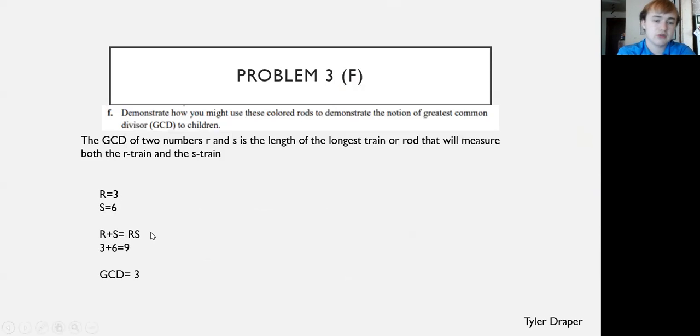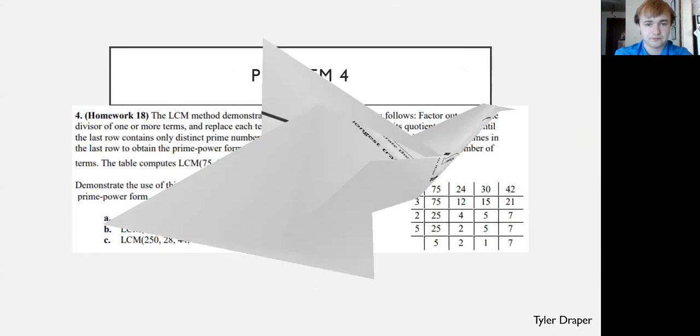R plus X equals RS. So R is 3, S is 6, our train is going to be 9. Now, we know both of them have a factor of 3. That's going to be our greatest common divisor. So we can use 3 as our GCD for that equation. I hope that gives you a better example that we can use to teach children.